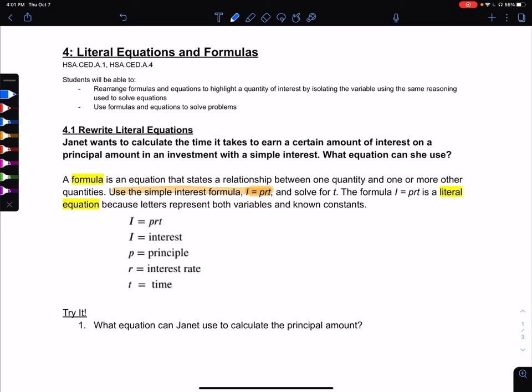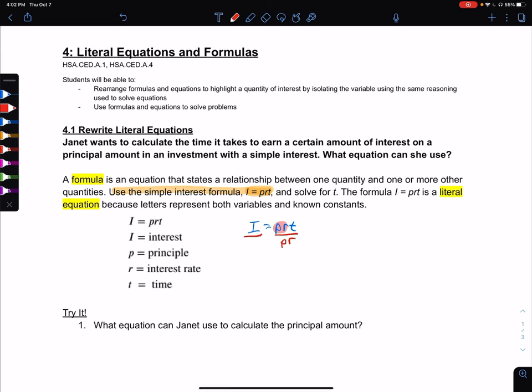So we're going to take the equation I equals PRT, and what we're trying to do is solve for T. So I want T by itself. It's actually a pretty easy solution here. What I'm looking to do is get rid of the P and the R, and to do that, since all of this is multiplication on the right side, it's P times R times T, to move P and R to the opposite side, I can just undo that multiplication by dividing.